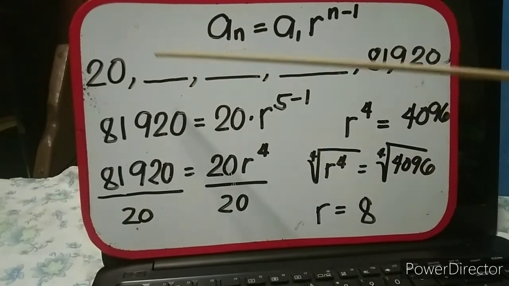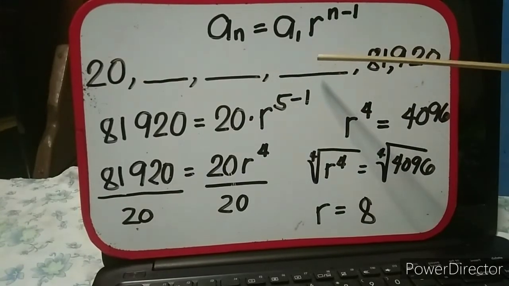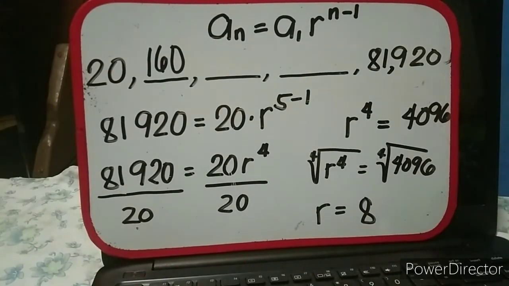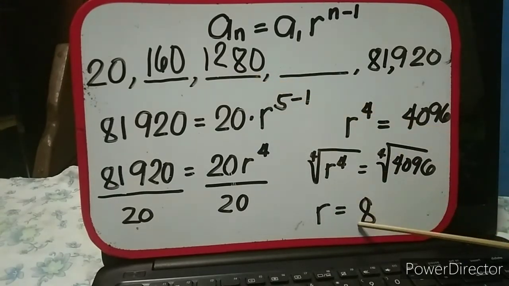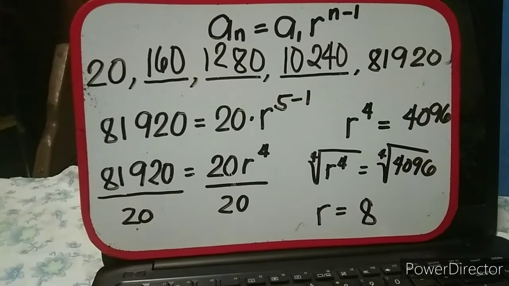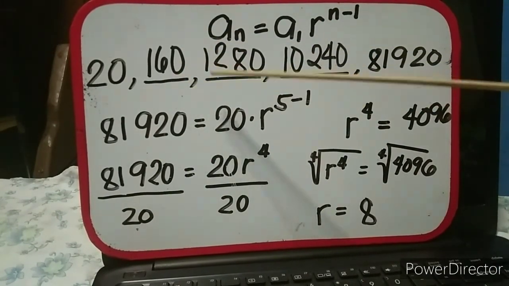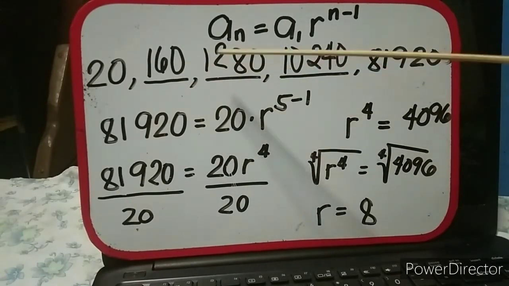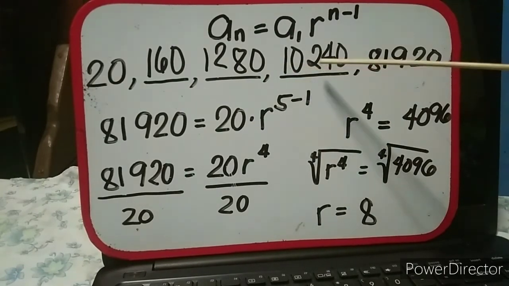To get the second, third, and fourth terms, we simply multiply 20 times 8, which is 160. For our next term, we have 160 times 8, which is 1,280. And for our next term, 1,280 times 8 is 10,240. Therefore, our 3 geometric means between 20 and 81,920 are 160, 1,280, and 10,240.